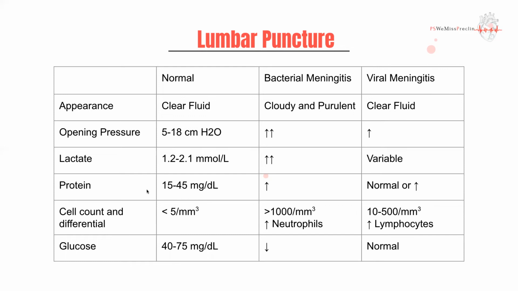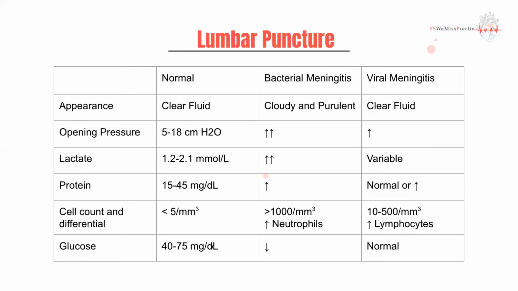With a cell count and differential, not only do we look at the number of white blood cells, we also want to look at what the majority of those blood cells are. Are they neutrophils? Are they lymphocytes? So normally the count should be less than 5. With bacterial, we have huge elevations, and that's typically over 1,000. Viral meningitis, it's usually between 10 and 500, not as severe, but you're going to see a lymphocytosis with viral meningitis, while you would see a neutrophilia with a bacterial meningitis.